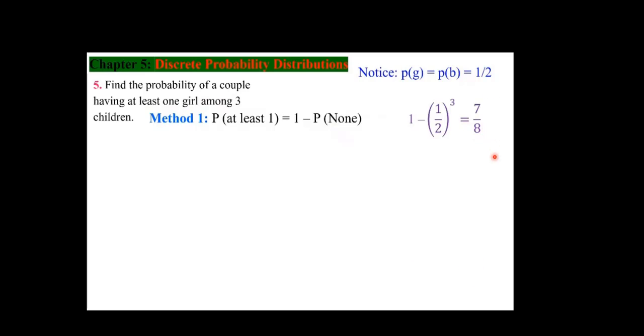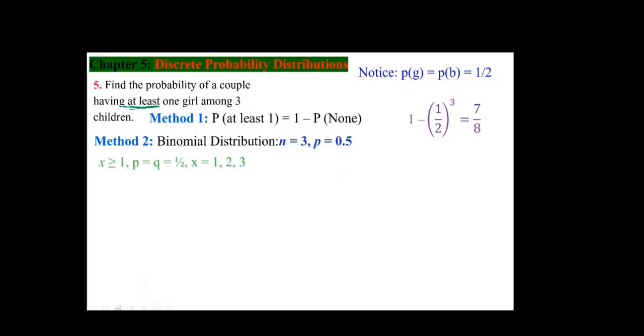You can also do the tree diagram to see that. By the tree diagram, I mean you put the first one, let's say B and G, and then you finish it off. Here's the second method using the binomial distribution, where we have 3 children, n is 3 and p is 0.5. Now, at least 1. That means x is larger than or equal to 1. Now, p happened to be 0.5, so is q, 1 minus that. We want x larger than or equal to 1. That means 1, 2, 3.